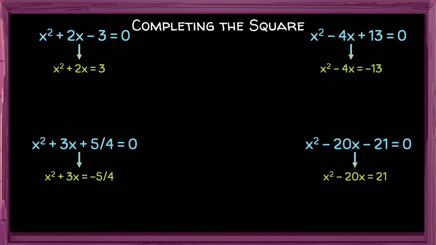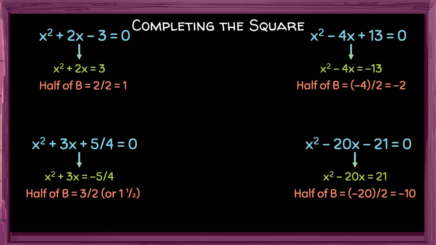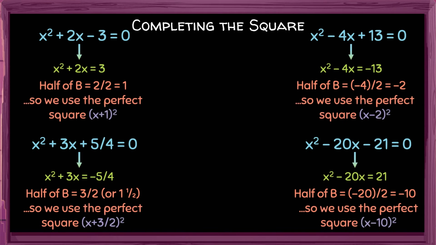Our second step is to look for the amount of x's we have, our b value. If it helps, you can circle it. This is the number we divide by 2. That answer tells us which perfect square quadratic we need to use. So we put that answer, b divided by 2, right into the parentheses of our perfect square quadratic, because we know that no other perfect square quadratic will work.